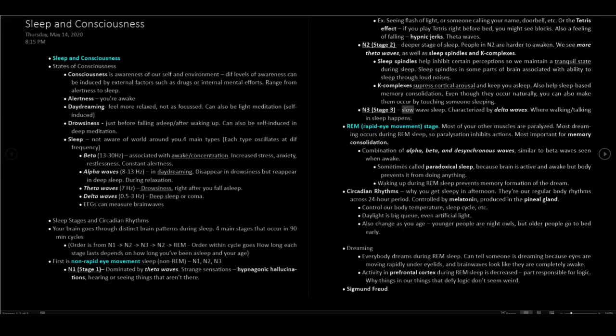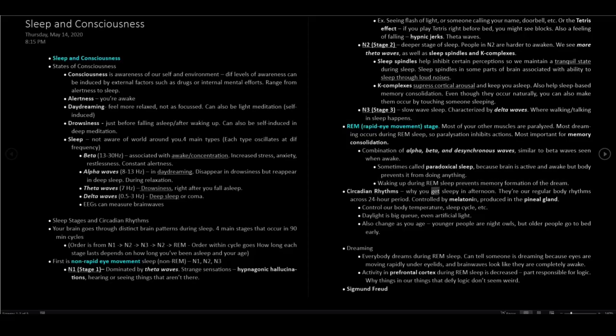N3, stage 3, is slow wave sleep, characterized by delta waves. This is where walking and talking in sleep happen. REM is the rapid eye movement stage. Most of your other muscles are paralyzed. Most dreaming occurs during REM sleep, so the paralysis inhibits actions. It is most important for memory consolidation. It shows a combination of alpha, beta, and asynchronous waves, similar to the beta waves seen when awake. It is sometimes called paradoxical sleep, because the brain is active and awake but the body prevents it from doing anything. Waking up during REM sleep prevents memory formation of the dream.